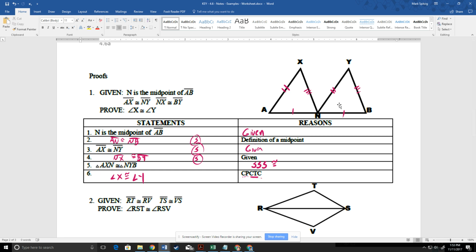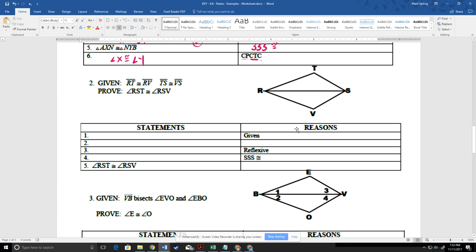All right. All right, let's go to this one. We have RT is congruent to RV. Okay, so we can say that RT is going to be congruent to RV, and I marked it, of course. And we have TS, which is going to be my next part here. TS is congruent to VS. TS, boom, boom, VS, there it is.